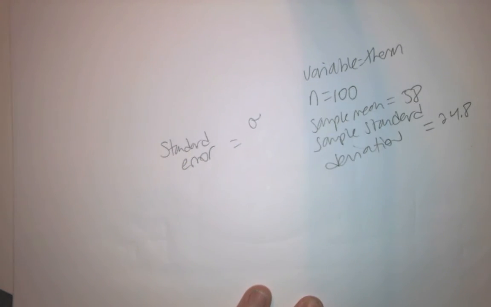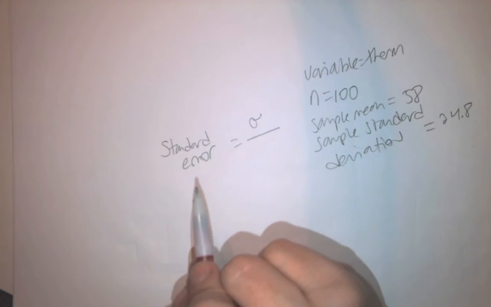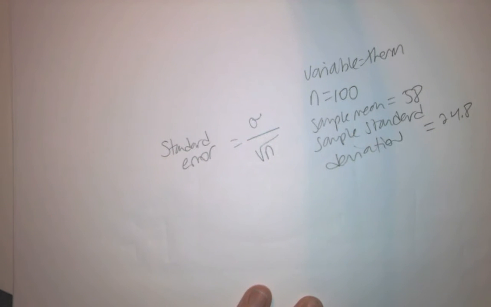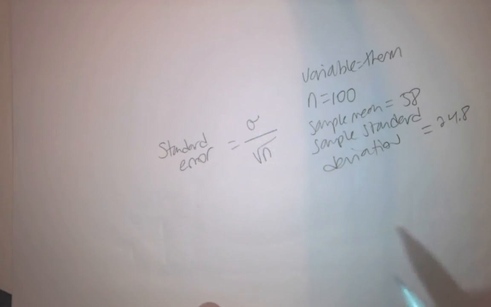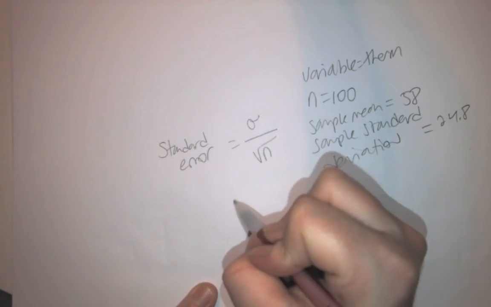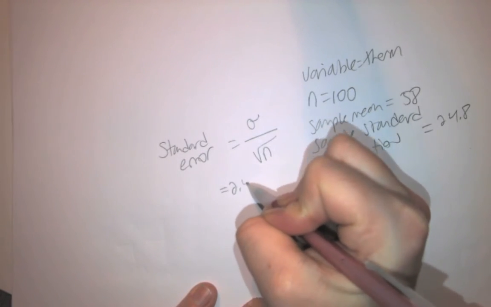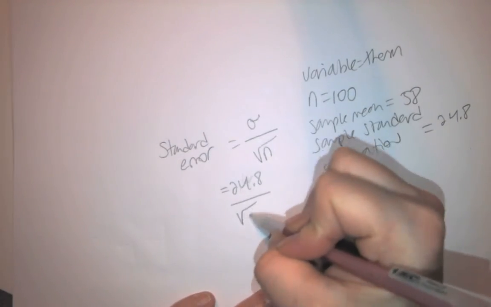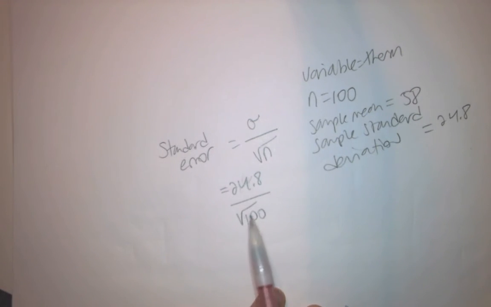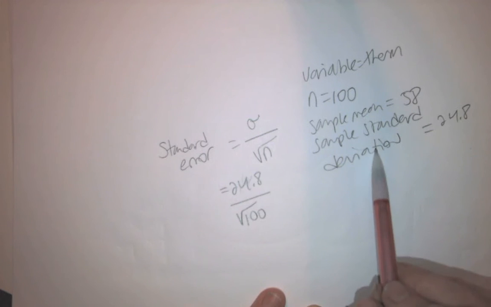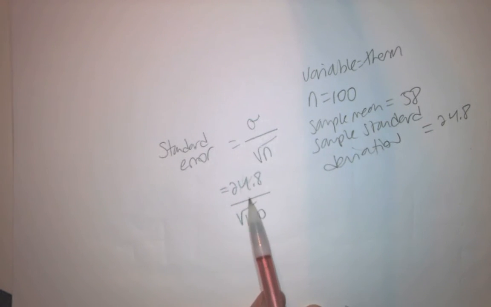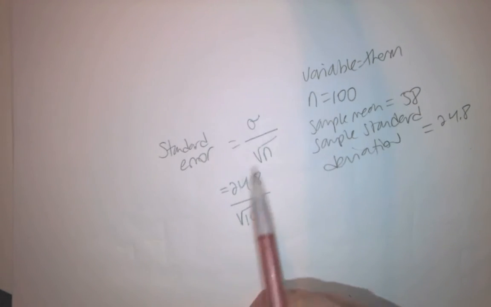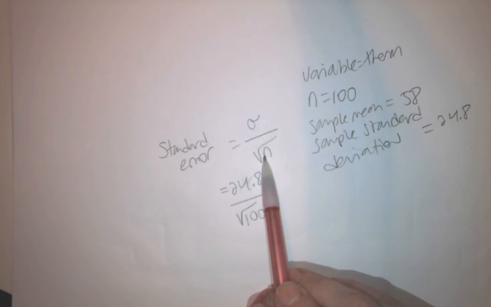So when we use the formula, we use standard deviation over square root of n, which is our sample size. Let's take a look at how to calculate it. Using this information, standard error equals 24.8 divided by the square root of 100. Again, this is the symbol for standard deviation, and this is your n, or sample size.